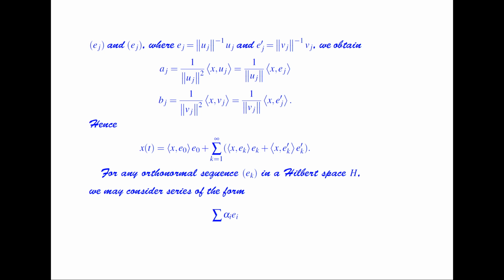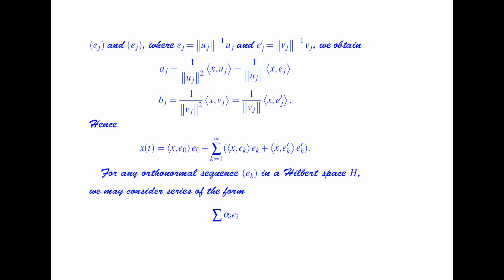Similarly, b_j is equal to the inner product of x comma v_j over the norm of v_j squared, which is equal to the inner product of x comma e_j prime over the norm of v_j. So hence we get the series redefined as x is equal to the inner product of x comma e_0 into e_0, plus the summation of the inner product of x comma e_k into e_k, plus the inner product of x comma e_k prime into e_k prime.